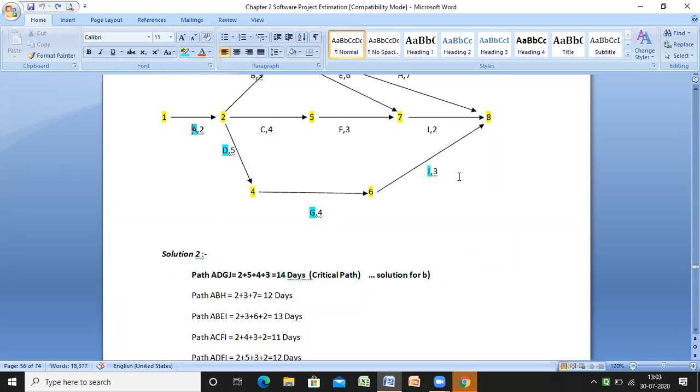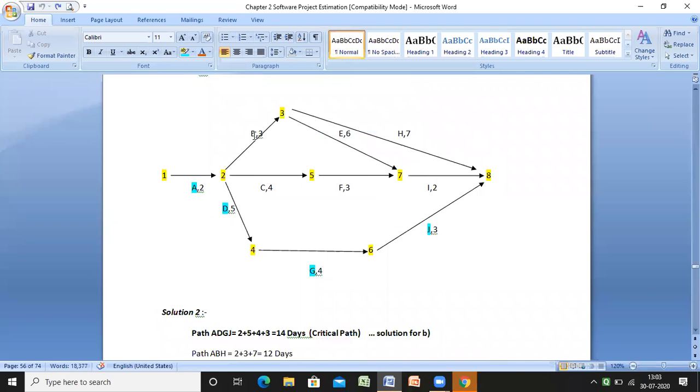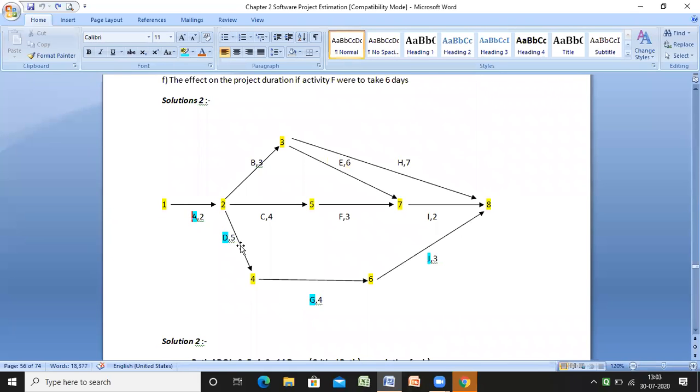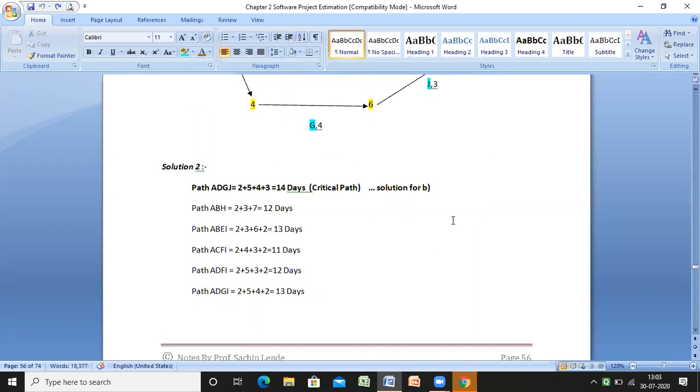For another path like ABH, the upper side, ABH is 12 days. Then ABEI. In this way I calculate each and every path: ABH, ABEI, ACFI, ADFI, ADGI. What we get is that some had 12 days, and some had 13 days, 13 days on both sides. These two we can call subcritical paths, 13 days being very near to 14 days. The others are 12 days, 11 days, 12 days, 13 days.